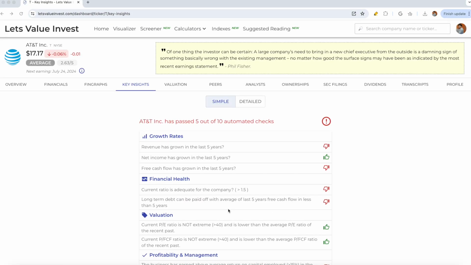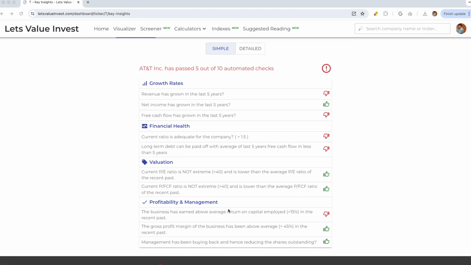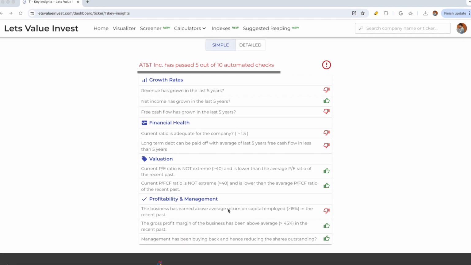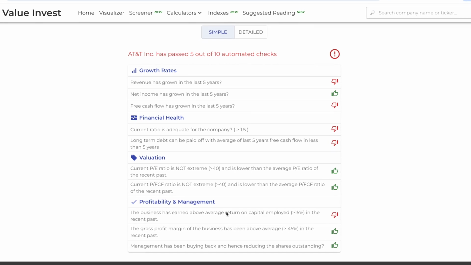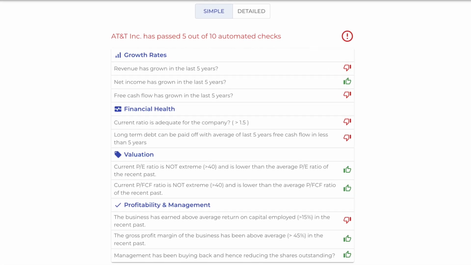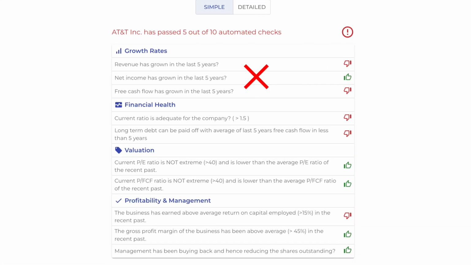Moving over to AT&T, we can quickly see that it has only passed 5 checks. Revenue and free cash flow of the company have not grown in the last 5 years, so obviously this has not been a growing company. It fails both the checks under financial health, signaling it to be a leveraged business. If we are too concerned about that, we should further look into the debt situation of the company. It passes both the checks for valuation, signaling the stock may be undervalued compared to historical price multiples.